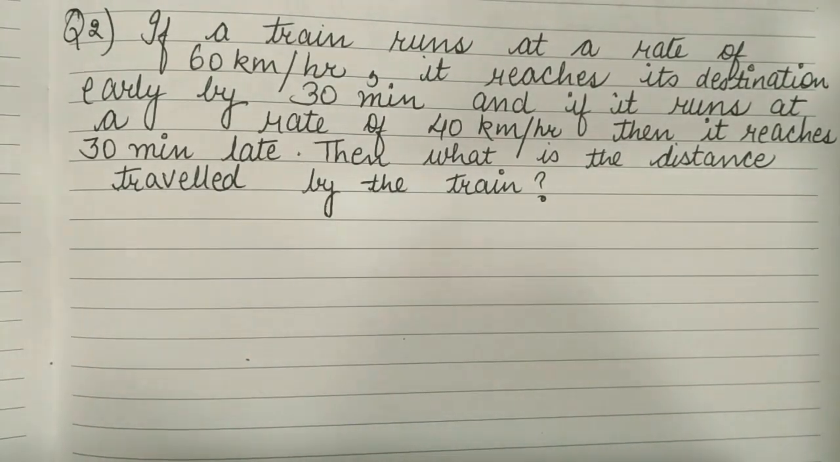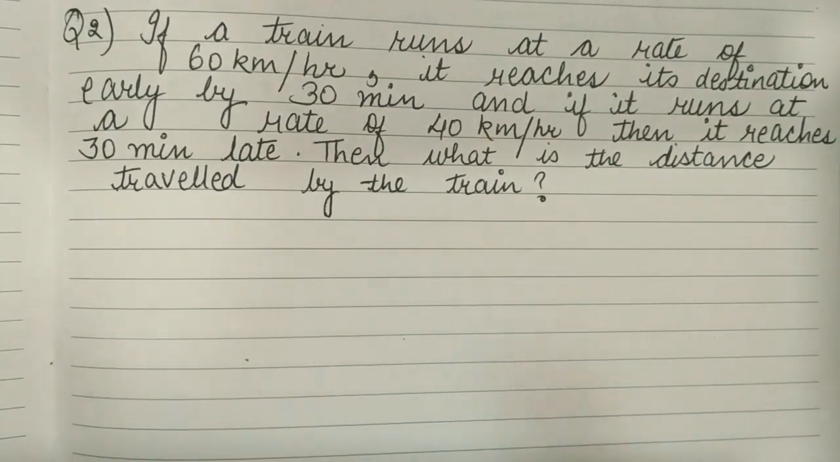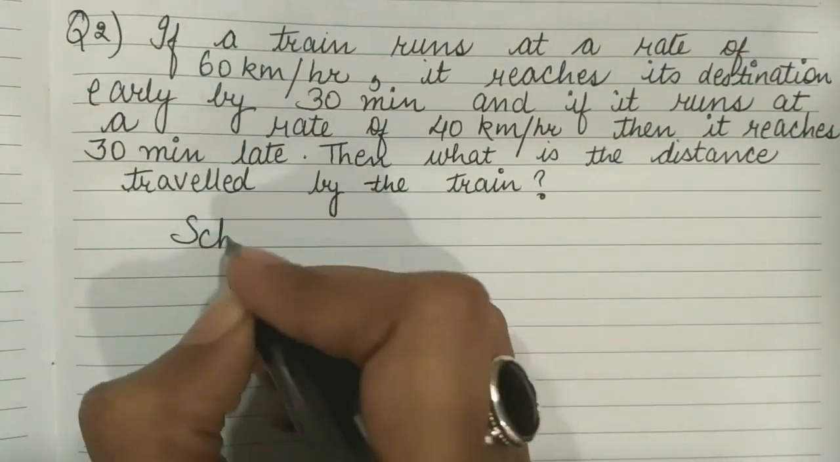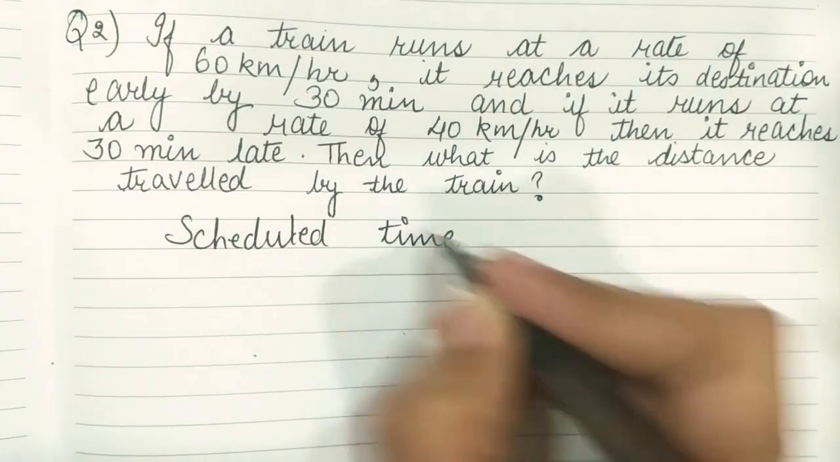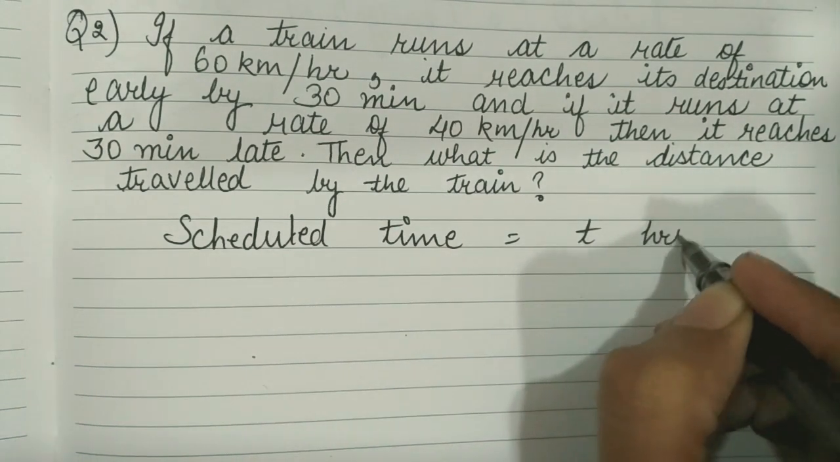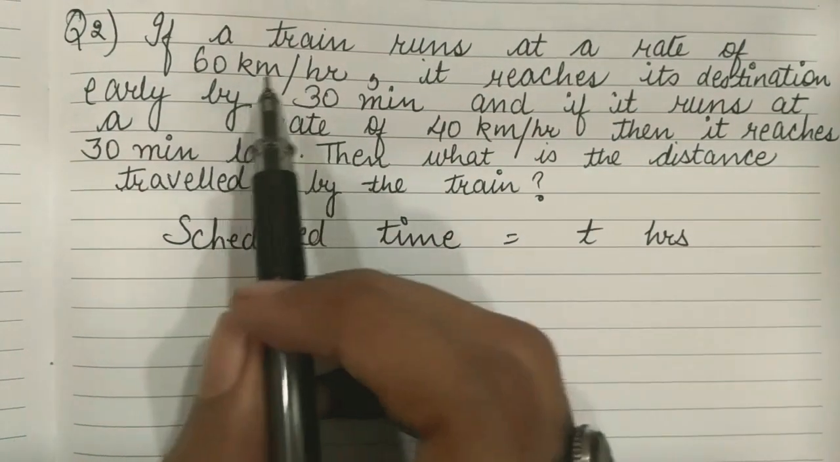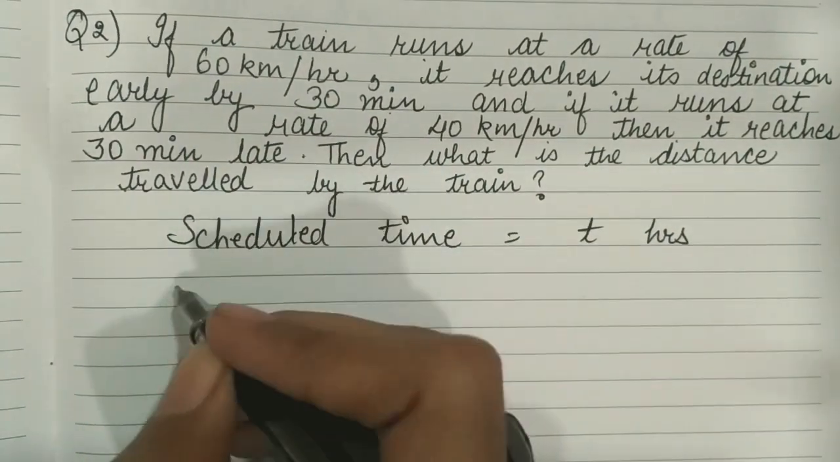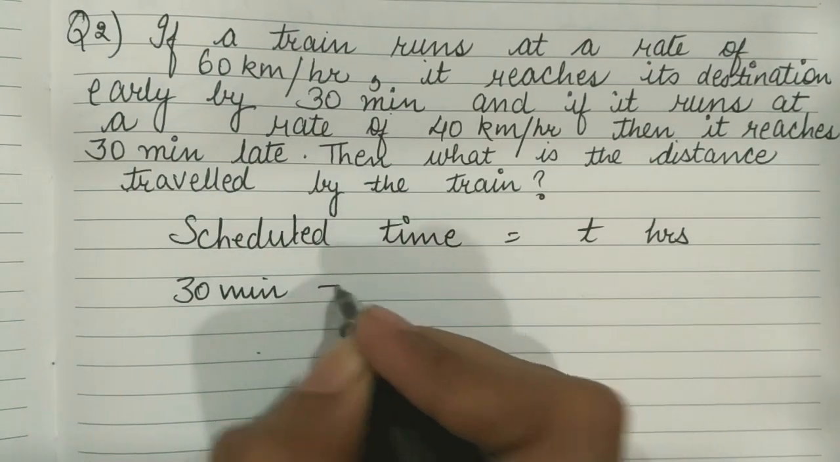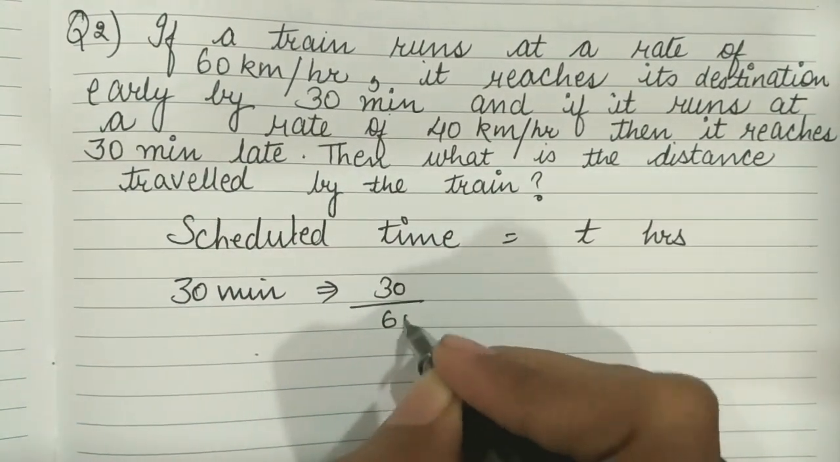Question number 2 is, if a train runs at a rate of 60 km per hour, it reaches its destination early by 30 minutes. And if it runs at a rate of 40 km per hour, then it reaches 30 minutes late. So let us assume that the scheduled time be t hours. Here also the speed is in kilometers per hour, but the time is in minutes. So 30 minutes can be written as half hour.